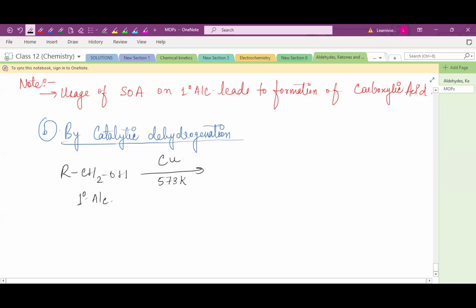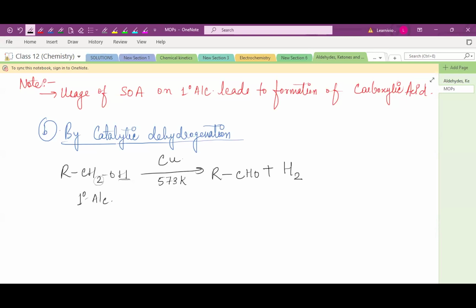What you are supposed to do: one hydrogen will be removed from the OH, and one hydrogen from this CH2 here. So basically you have to remove H2, because it's a dehydrogenation, the removal of hydrogen in the presence of a catalyst. When you remove H2, what we get is CH, one hydrogen and one oxygen. So you will get RCHO, aldehyde. So primary alcohol on the catalytic dehydrogenation will give you an aldehyde plus H2. Is it clear?